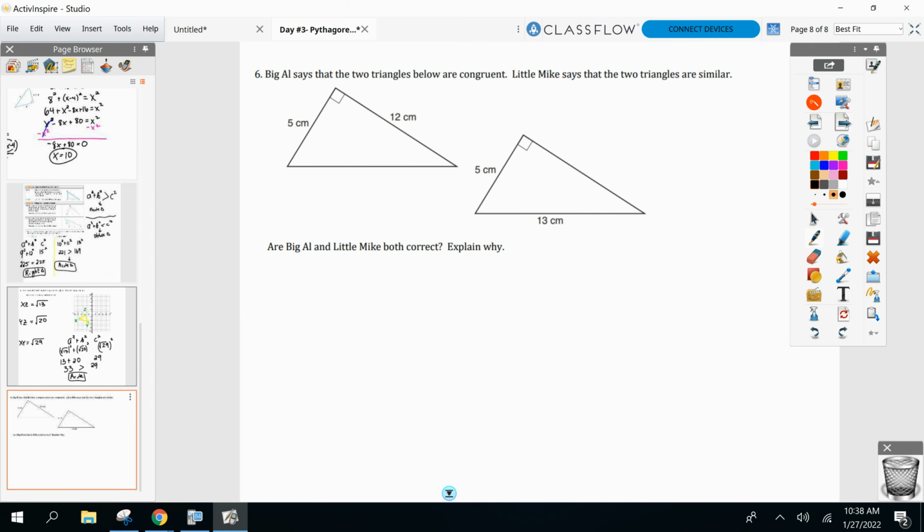You might want to find the missing info first in your group. Discuss, are they congruent? Yes or no, and why? And then discuss, are they similar? Yes or no, and why? All right, go ahead.